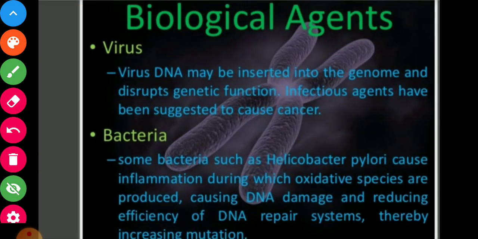Some biological agents are also responsible for mutations, like viruses. Viral DNA can be inserted into the cell, and finally it is incorporated into the genome of the host organism, changes the genetic information of the organism and can cause mutations. Bacteria can also damage the DNA, change the information of the DNA of the host organism, and cause mutations in the cell.